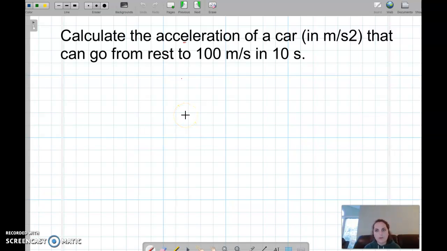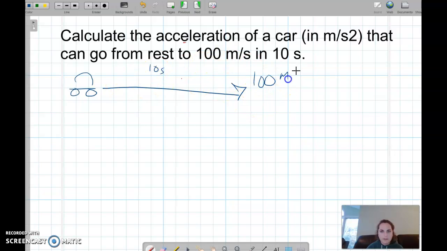Calculate the acceleration of a car in meters per second squared that goes from rest to 100 meters per second in 10 seconds. So let's start by drawing a little car here. My car is going to travel for 10 seconds until it reaches 100 meters per second, and we are asked to solve for the acceleration. We know that it goes from rest.